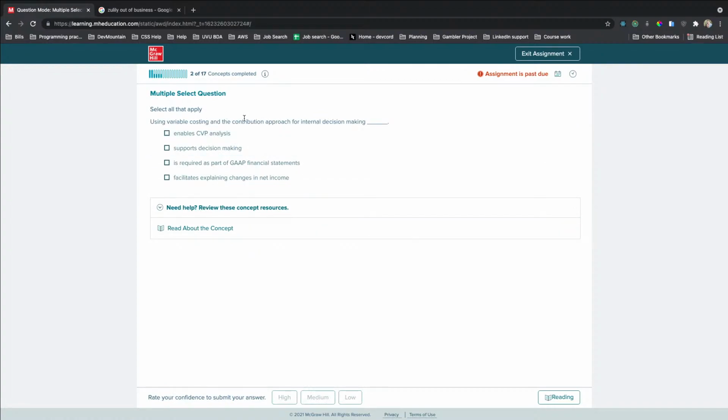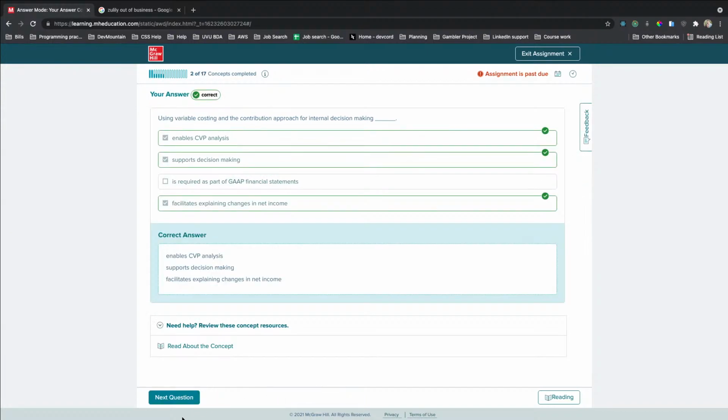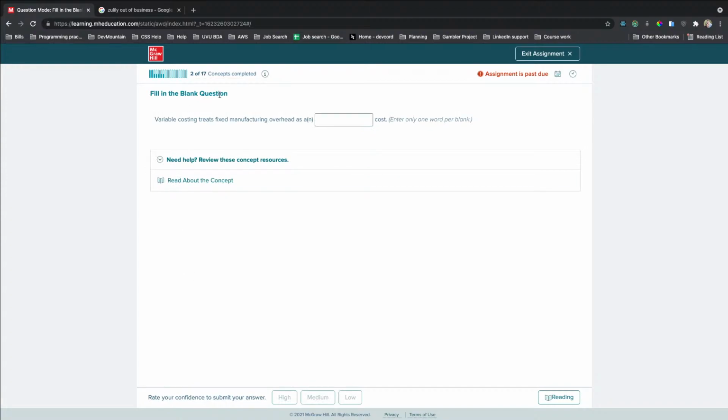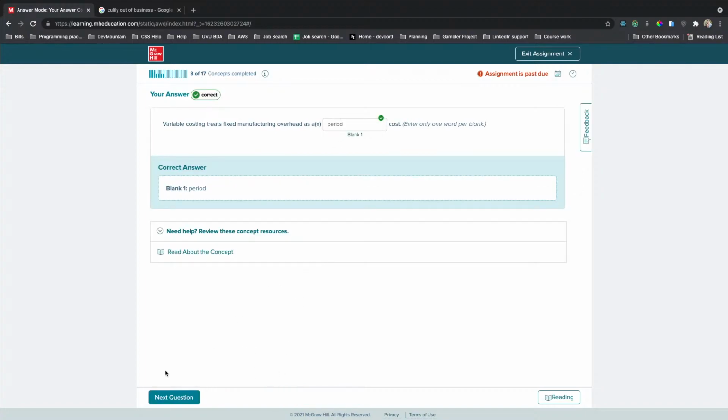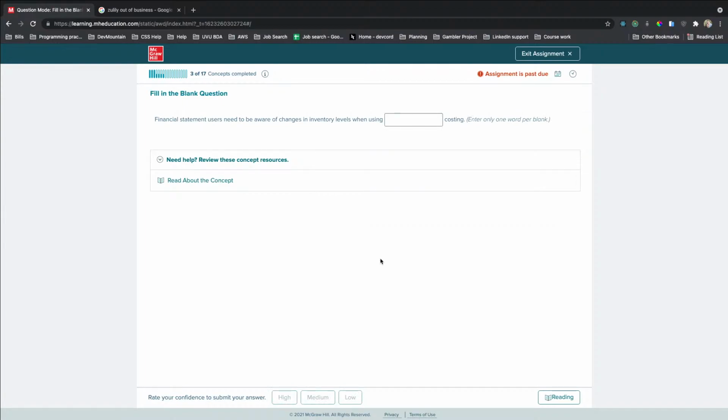Using variable costing and the contribution approach for internal decision making enables CVP, supports that, facilitates changes. Variable costing treats manufacturing overhead as a period cost. Financial statement users need to be aware of changes in inventory levels when using absorption.